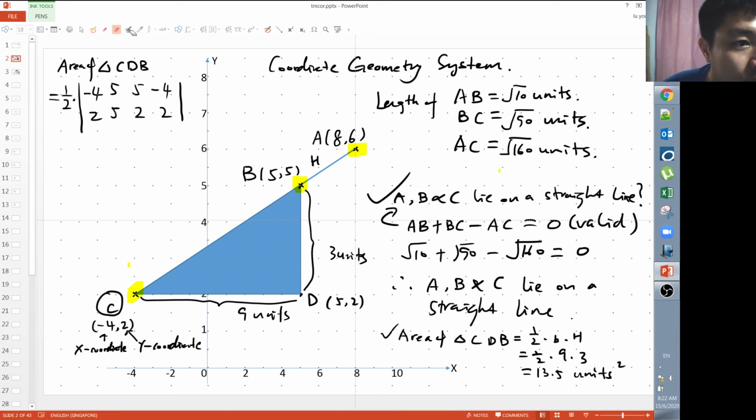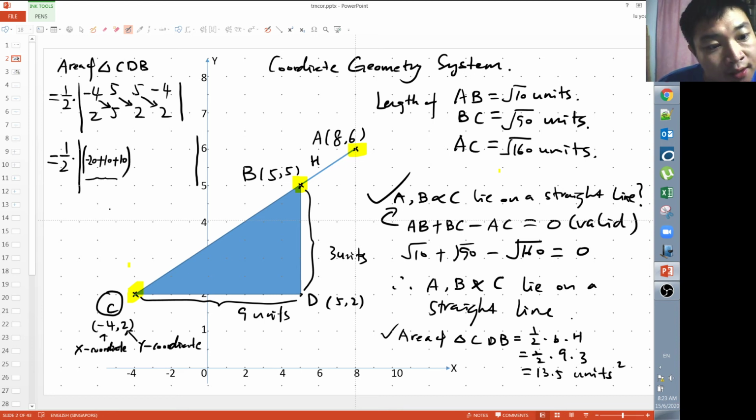Now what you need to do is some calculation. Let me continue to write down the modular sign. First, you need to figure out the sum of the multiplication of the black arrows. The sum is given by -4 times 5, that is -20, plus 5 times 2 is 10, plus 5 times 2 is 10. This will be the value given by the sum of the multiplication of the black arrows.